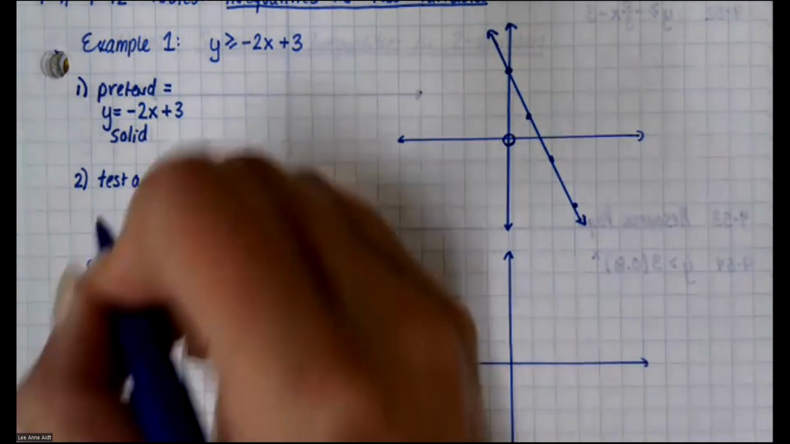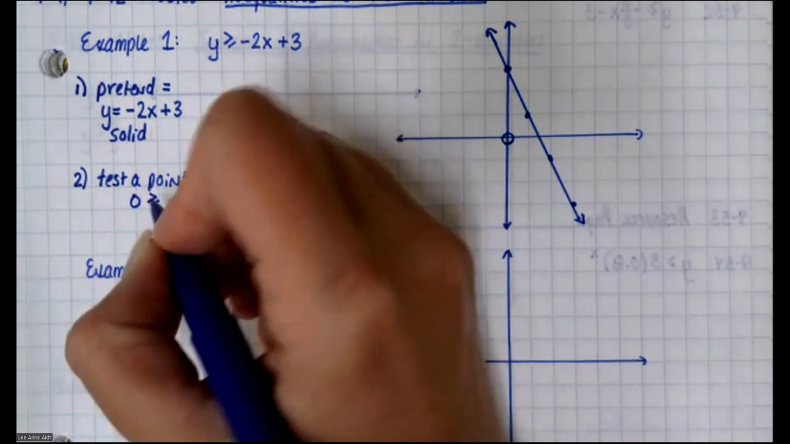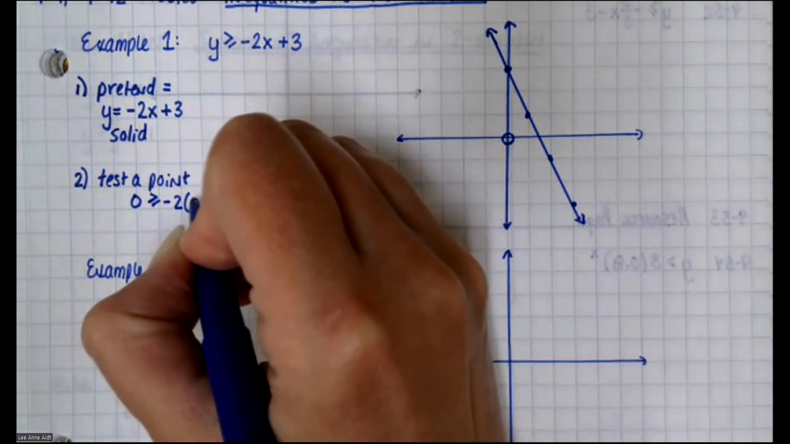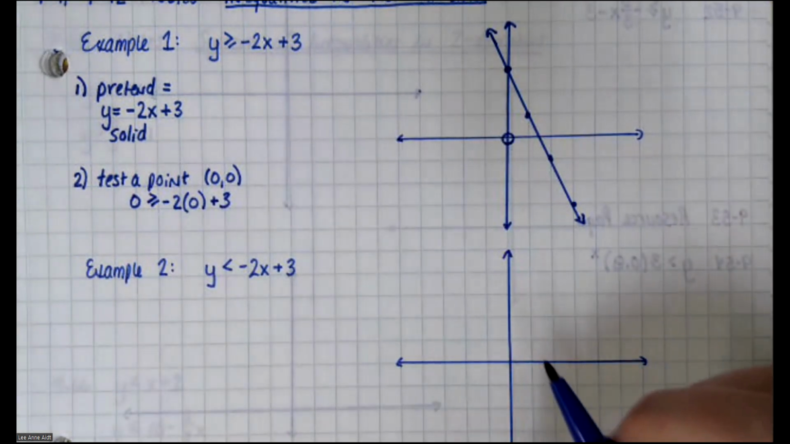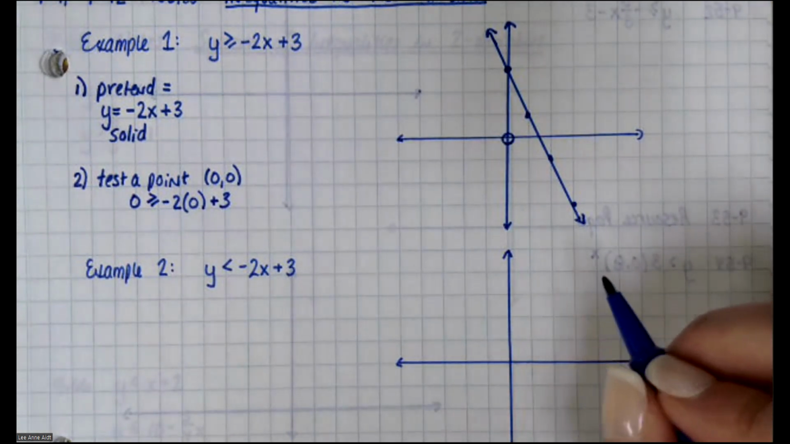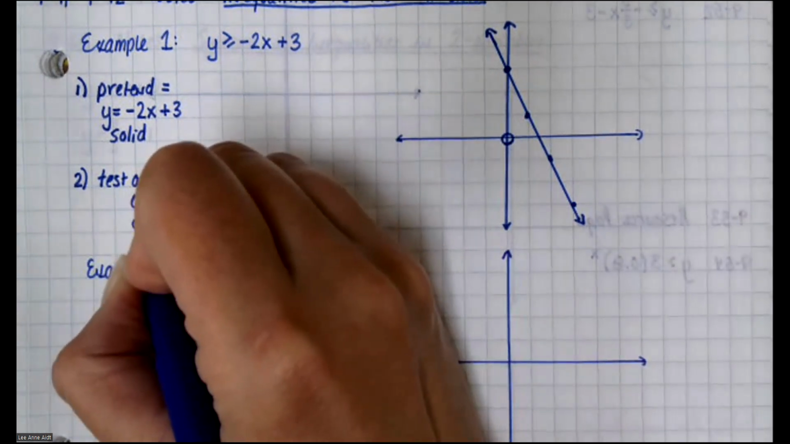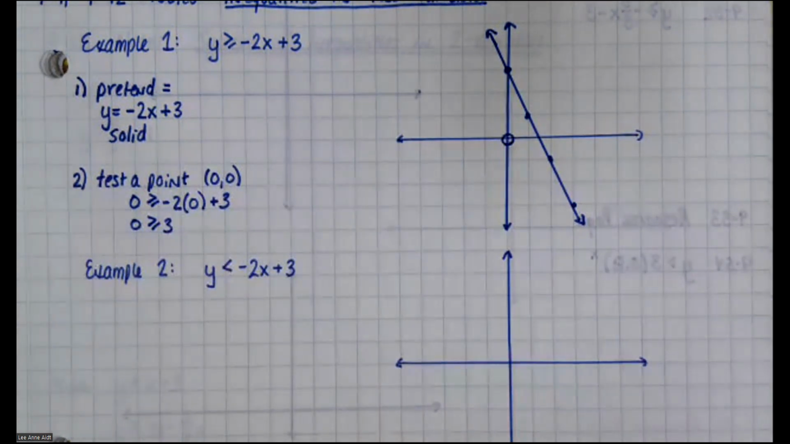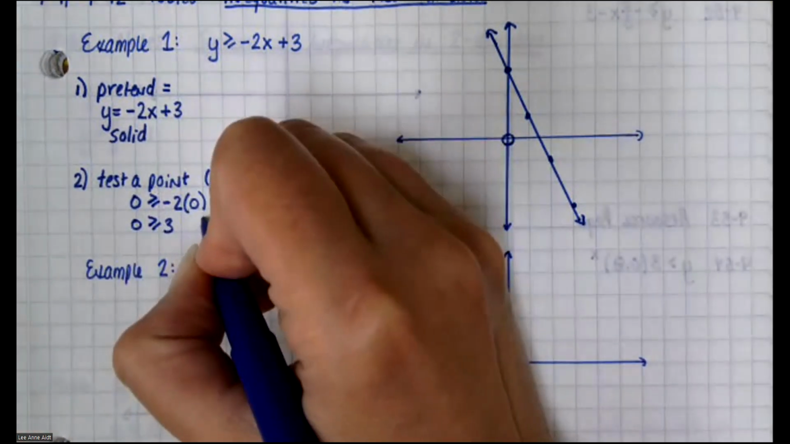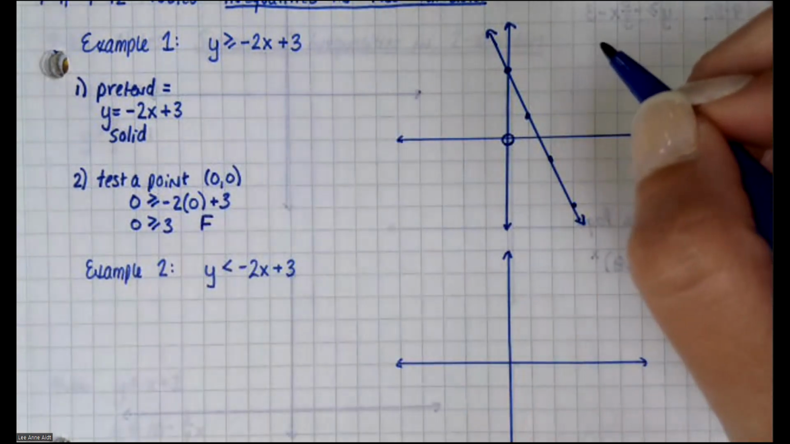Okay, so I'm going to put 0 is greater than or equal to -2 times 0 plus 3. This is exactly what you guys did a minute ago. Do you have to do 0, 0? No, you can do any point you want. Okay, 0 is greater than or equal to 3. False. Unhappy crocodile. He gets 0 and there's 3 available.